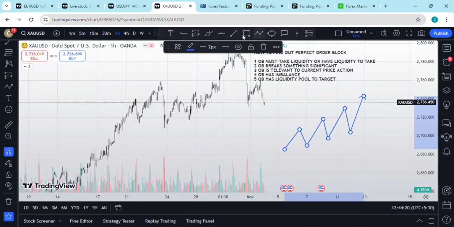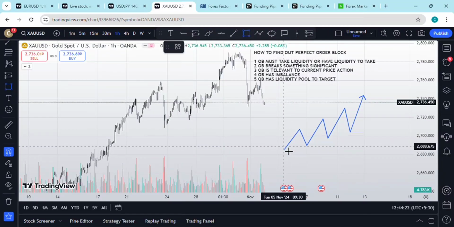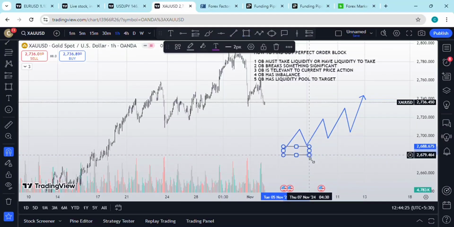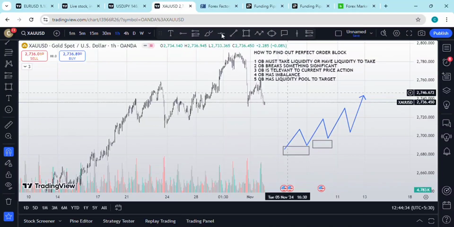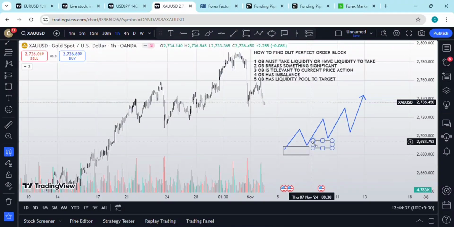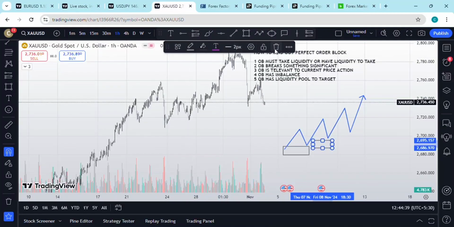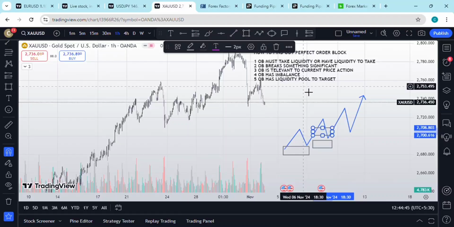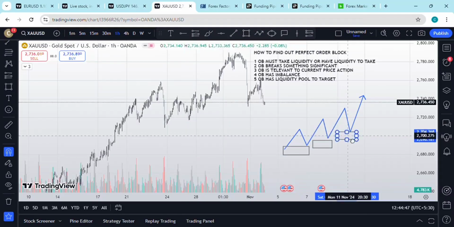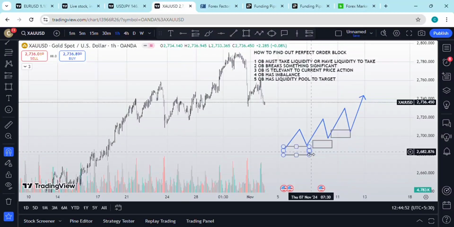There is one order block formation over here. There is another order block formation, and another order block formation over here. Do you see, these are the liquid zones? Let me just copy it. There's a copy button, clone. There's another liquid zone over here. You see, it just reacted. It's just following its trend over here. The trend is bullish, and it's following the bullish trend.